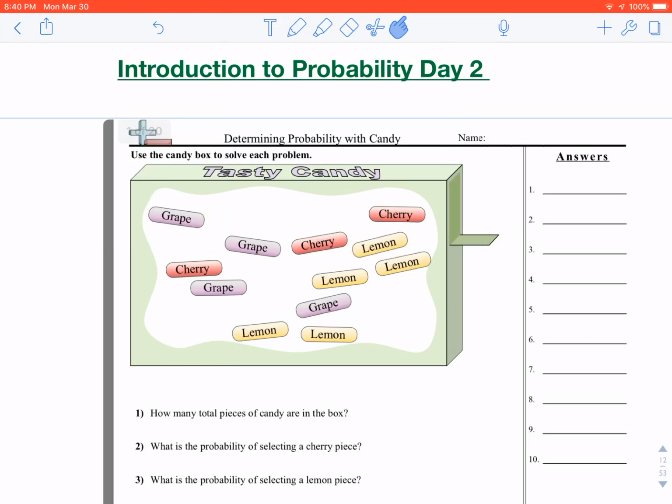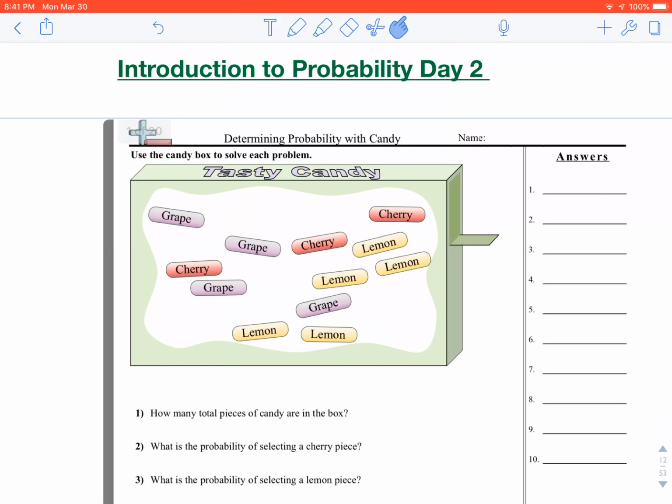Okay, so just a review from the video from yesterday. Remember that probability is the likelihood that an event is going to occur. Probability is always between 0 and 1, and it can be expressed as a decimal, fraction, or percent. The closer something is to 1, the more likely it is to occur. The closer it is to 0, the less likely it is to occur. If something's in the middle, around 0.5, it's uncertain. It might happen, it might not happen. So we're going to go through now just another worksheet similar to what we did yesterday.